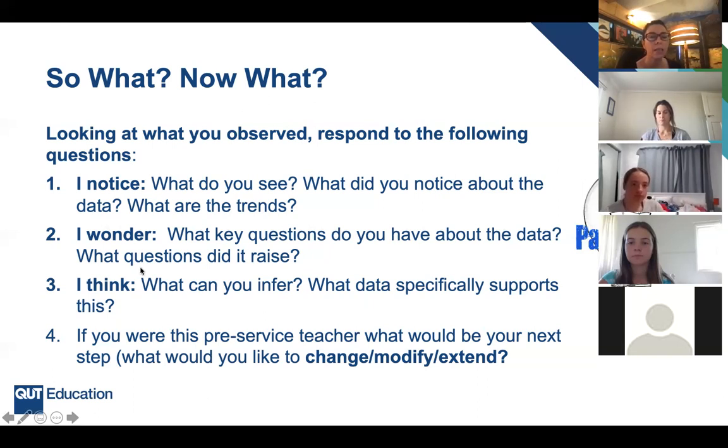So as a student teacher, you in this environment making this observation, pretend that you were on your placement and you took this observation, what would your next steps be? What would you like to change, modify, extend, you particularly? And I don't mean extend specifically or change or modify in the environment, I mean to your practices. What would you do? Have a think about it.